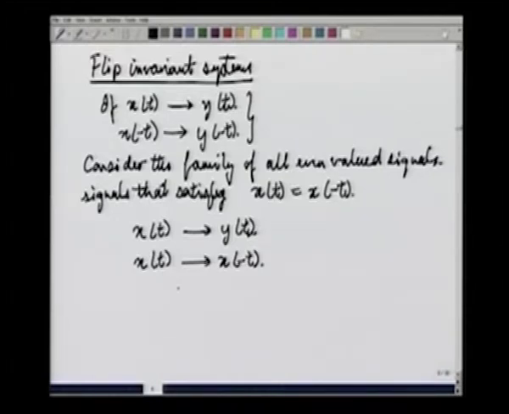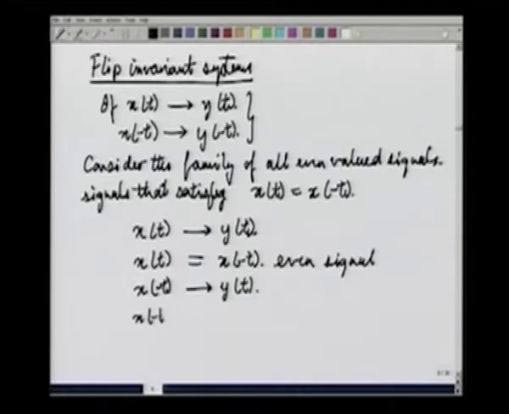Because xt equals x of minus t, an even valued signal, then x of minus t is just another name for the same input xt, and so it should also give you yt. On the other hand, we have the definition of flip invariance which says that if x of minus t is applied, then the output will be y of minus t. All right.